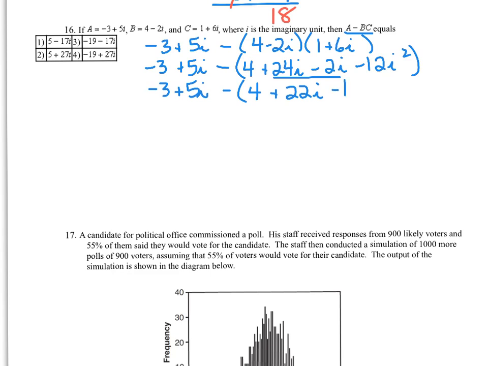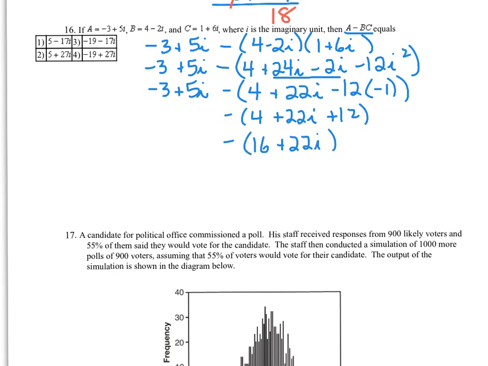And let's look at this. Remember, i squared is negative 1. So that is going to turn that into 4 plus 22i plus 12. Okay? Which is going to give me 16 plus 22i. Let me throw that in parentheses. And I'm going to bring this guy down now.